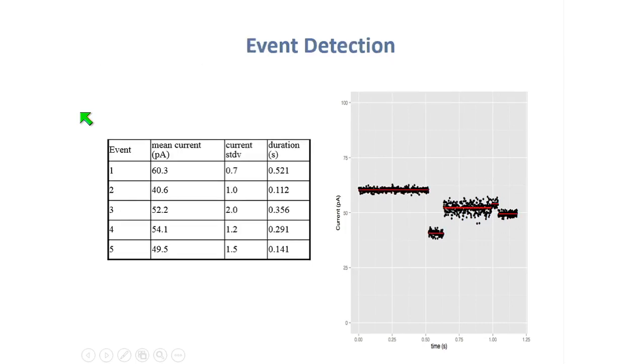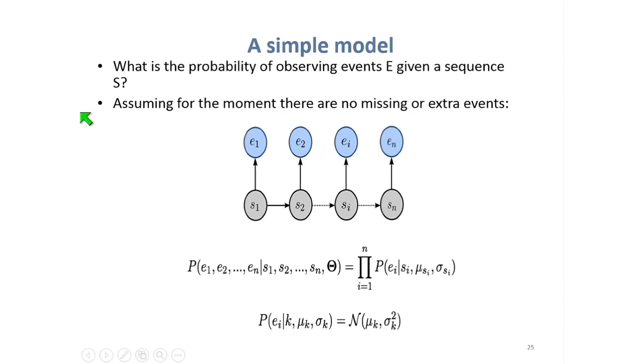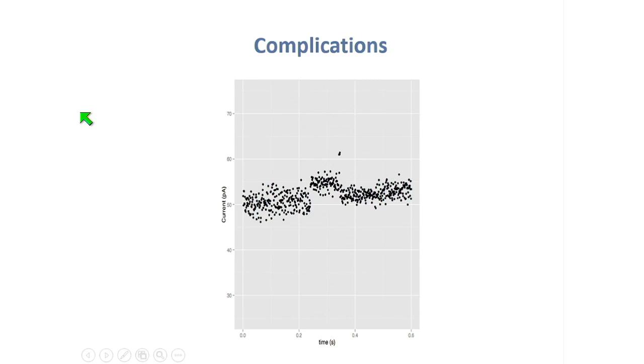So this is what the instrument's doing in real time. It's taking that noisy signal and it's giving you this set of linear events, so a mean current, standard deviation and a duration. And that's what you have to work with when you're doing consensus calling. So a very naive model would just assume that there are no missing or extra events in the system, and there's a direct mapping between the sequence and events. But of course, you can see that's very unlikely to be the case. There's a lot of noise in the system.